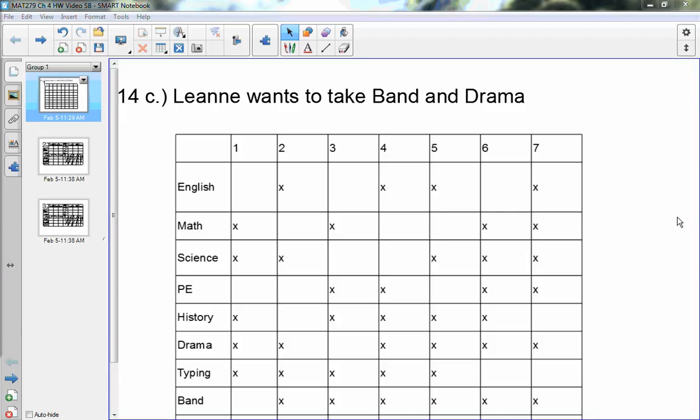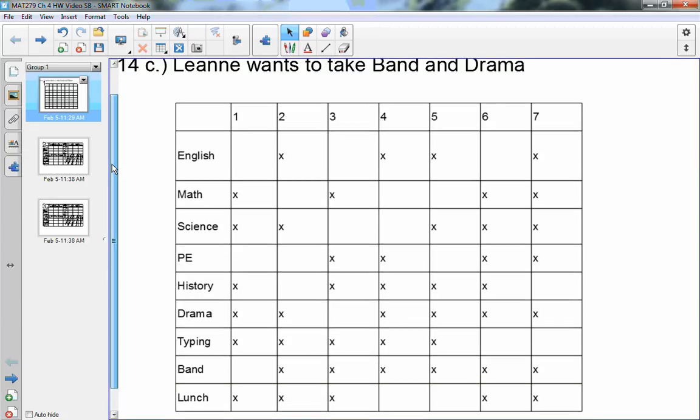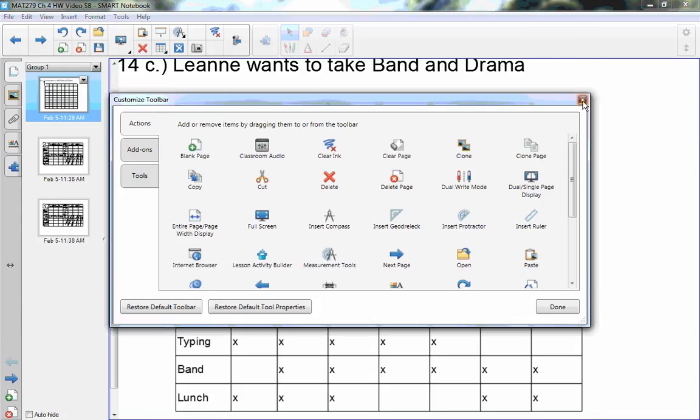I set up the classes based on what our textbook had given us, with all the X's for classes that she cannot take during those periods because they're not offered. Notice I did not put the circles in because we did not know yet what period she would actually take things.